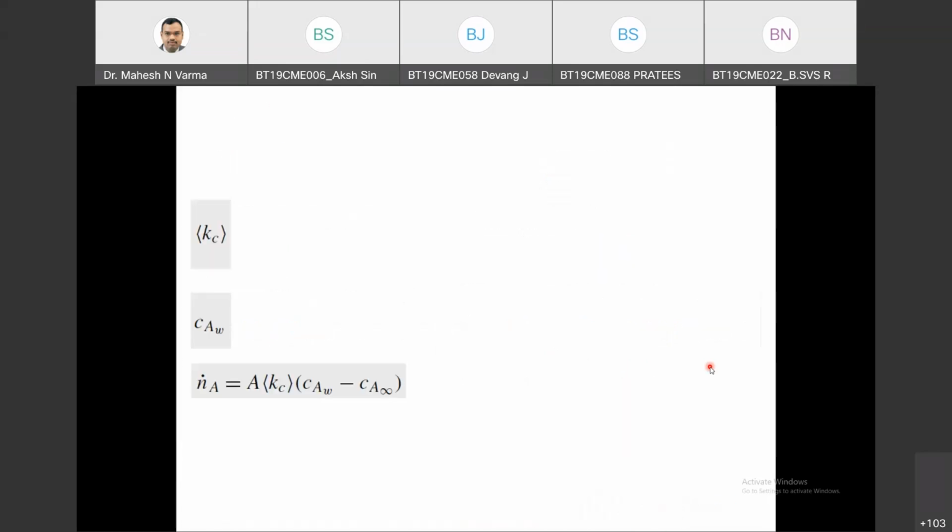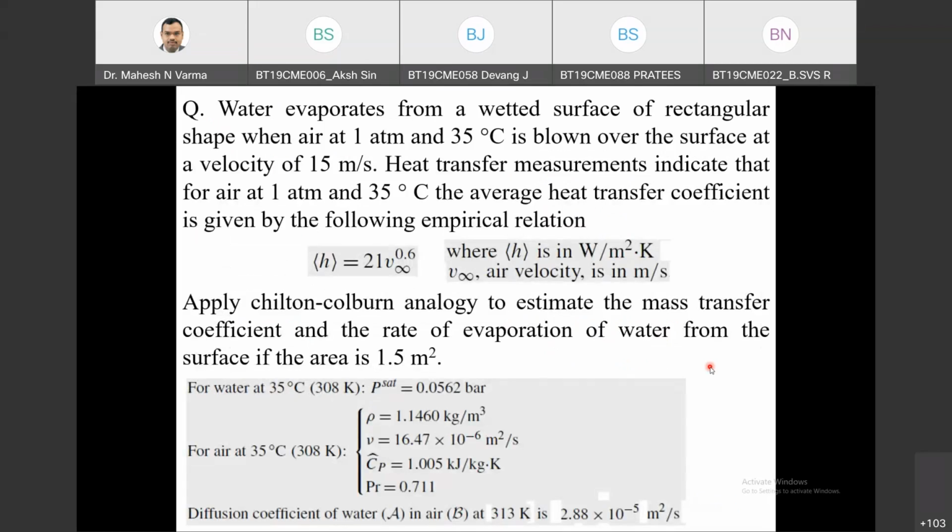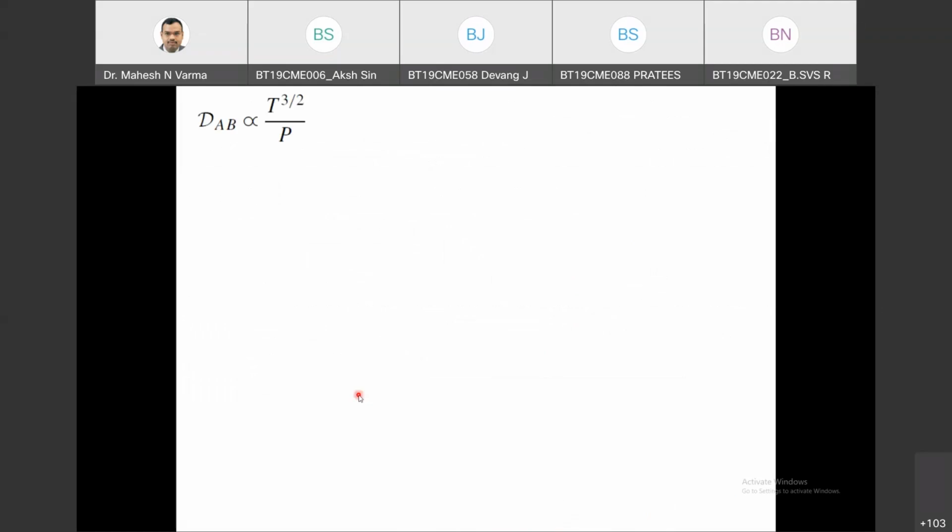Diffusivity is given at 313 Kelvin. I want a diffusivity at 308 Kelvin. So get the value of diffusivity at 308 Kelvin. This will be needed for estimation of Schmidt number. Okay, Schmidt number. Get the diffusivity. So what is the diffusivity at 308 Kelvin?